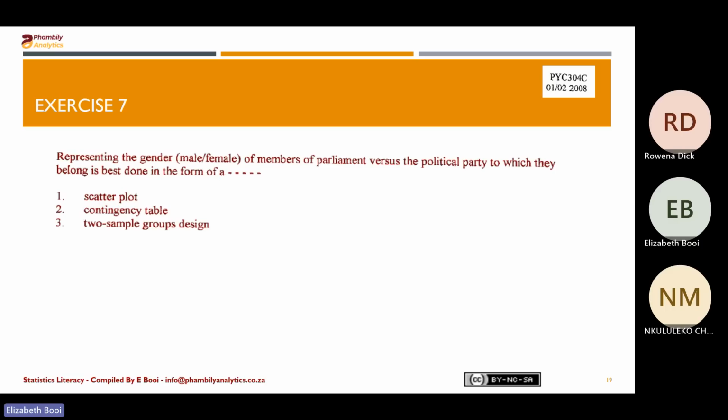Number 7, representing the gender of male or female of members of parliament versus their political party to which they belong is best done in the form of a 1, is it scatter plot? 2, is it contingency table? 3, is it a 2 sample group design?